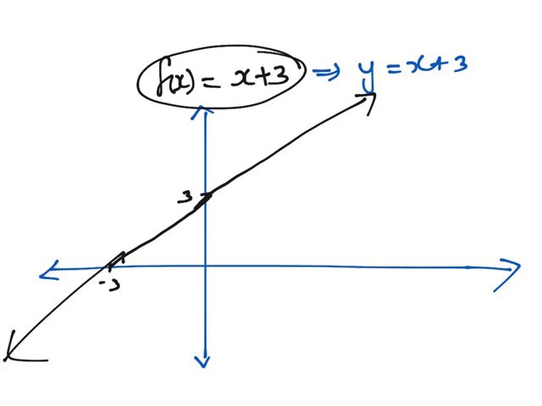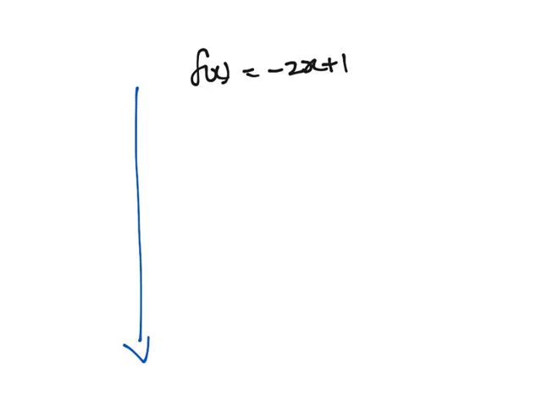Okay. What about this function? Let's say, what about f of x equal to minus 2x plus 1? Again, this is a straight line. So is it an increasing function or a decreasing function? Or is it both increasing and decreasing in certain intervals, like increasing in some interval and decreasing in some interval? Let me plot this function in the Cartesian plane.